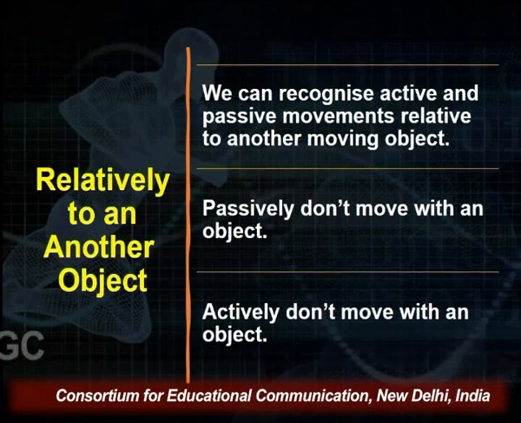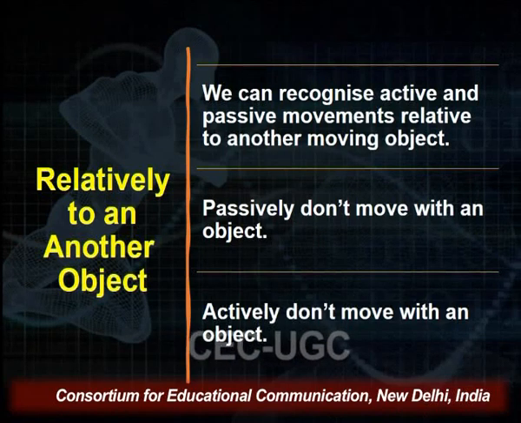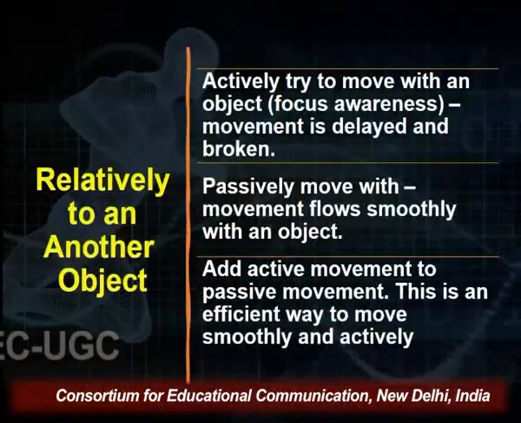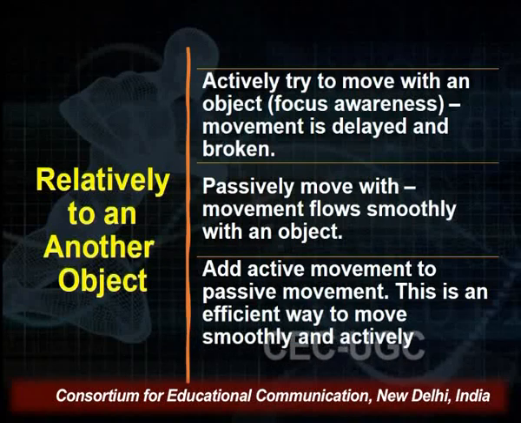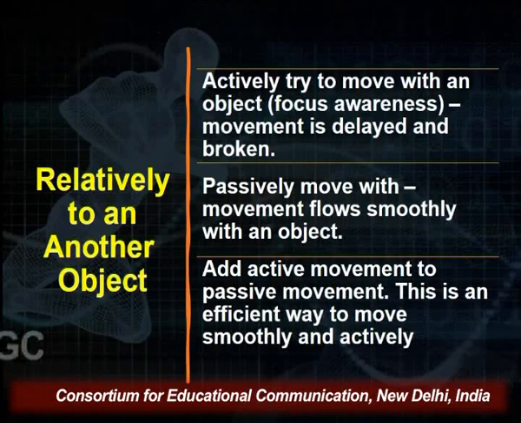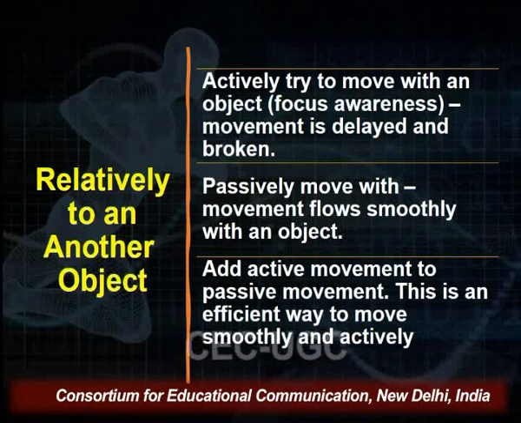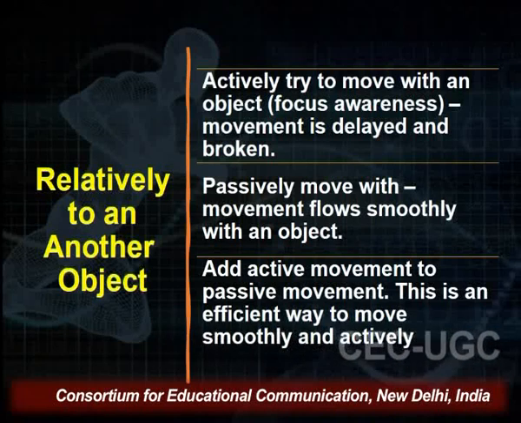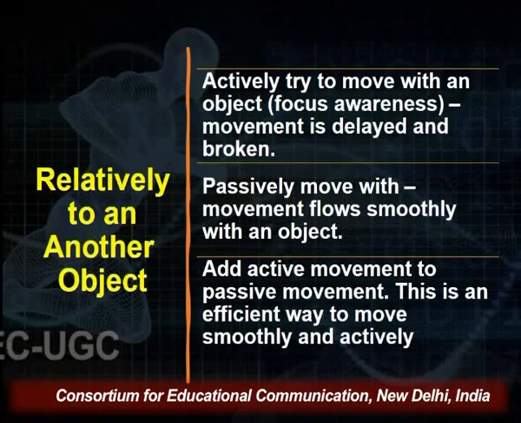Passive doesn't move with an object, active doesn't move with an object. Now, actively try to move with an object, focus awareness. Movement is delayed and broken. In passive movement, the movement flows smoothly with an object. Add active movement to passive movement. This is an efficient way to move smoothly and actively.